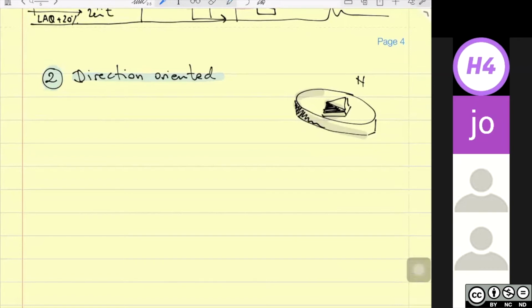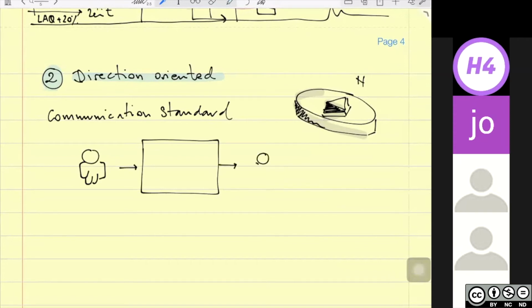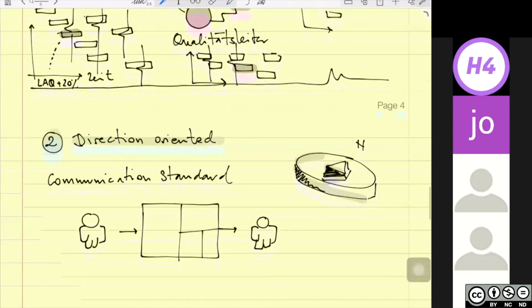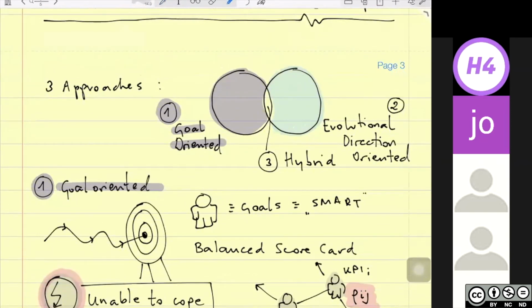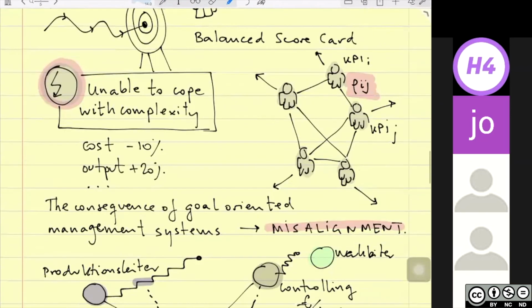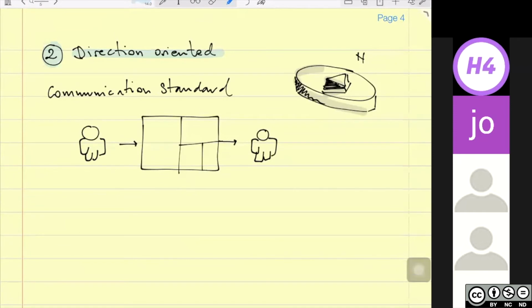So here what we do is we create a system, a communication standard that is able to adjust. And that allows us to create networks, as we have seen in the past. So we can adjust. We have here point 2, evolution, evolutional and goal-oriented. When evolutional is direction-oriented, okay?